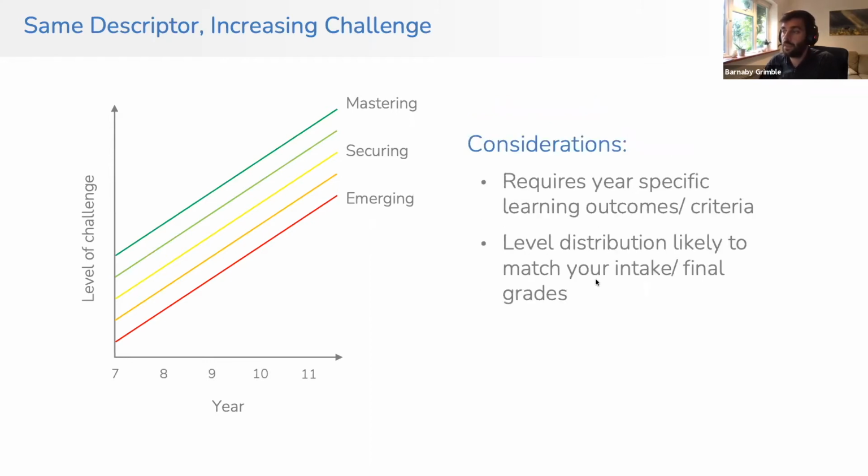So when you're using an assessment structure where you've got the same attainment bands in every year, what we should be aware of is that it will require year-specific learning outcomes and criteria. And the other benefit is the level distribution is likely to match your final intake. And I'll show you that when we come to the analysis towards the end.